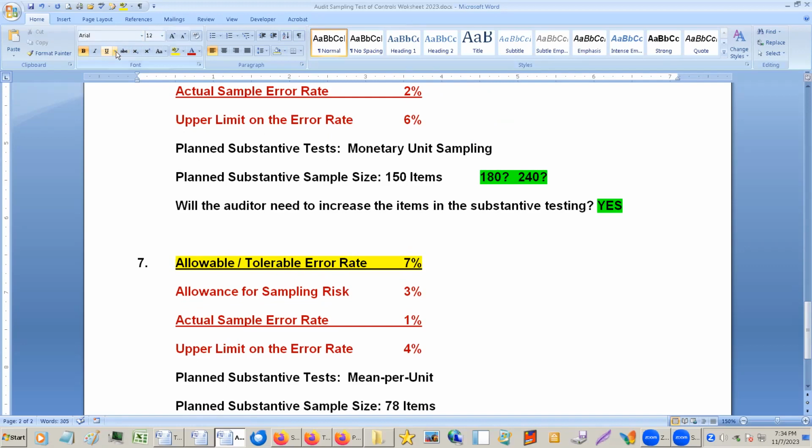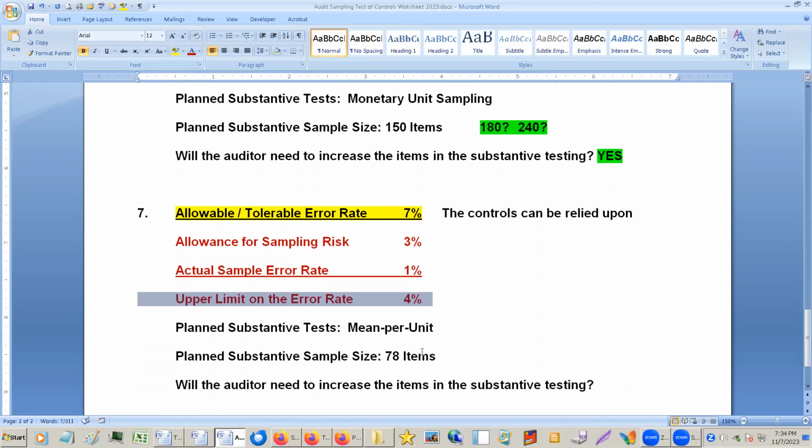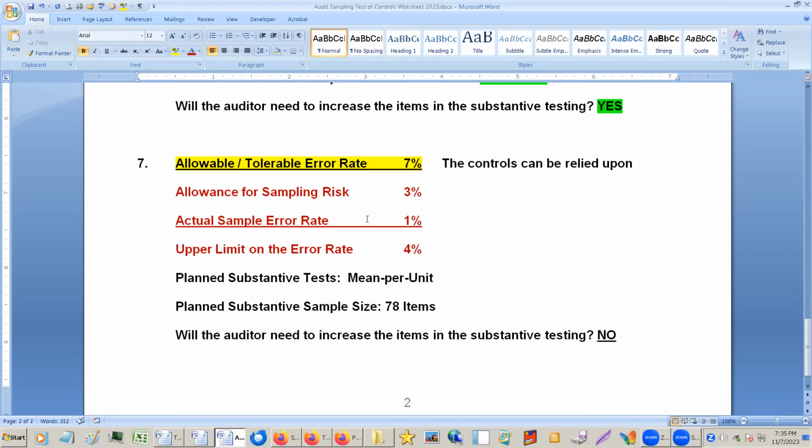And you say, well, okay, why did you put that one in there? I put this one in here because it is possible, if the error rate is substantially less than what you think it's going to be, or the tolerable amount, will they need to increase? No. In fact, they may be so comfortable with the controls that they may even reduce it. So if this upper limit on the error rate is low enough, it could be like, oh gee, we thought that was going to be around 6% and it's only 4. It is possible that they could even reduce the sizes.